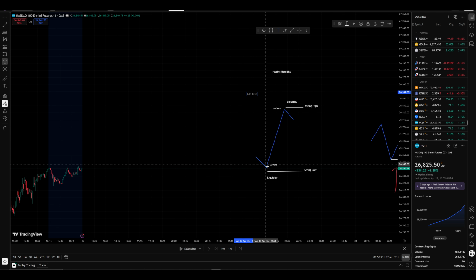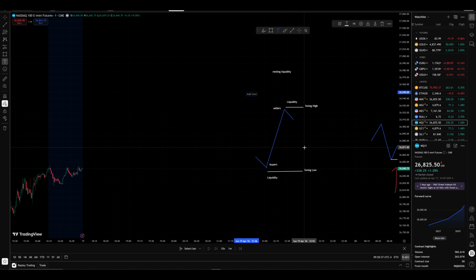This is market structure. We have a swing low, we have a swing high. This is creating structure, so this is creating what could be the start of an uptrend, a downtrend, vice versa. But what we do know is, below highs and lows, we have what's called liquidity.